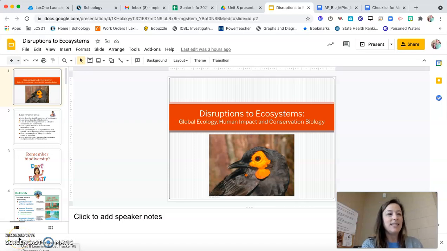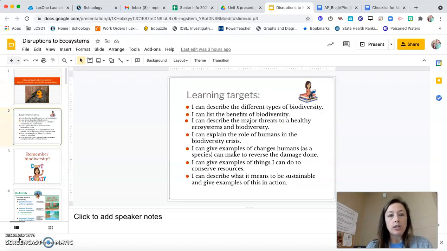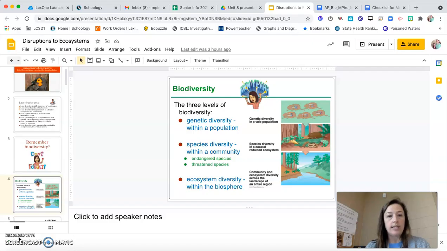All right, so we are here to talk about the disruption to ecosystems learning targets. I'm going to go a little out of order because the first one, as far as this slides presentation goes, is talking about the 3 types of biodiversity. And so it says, I can describe the different types of biodiversity.